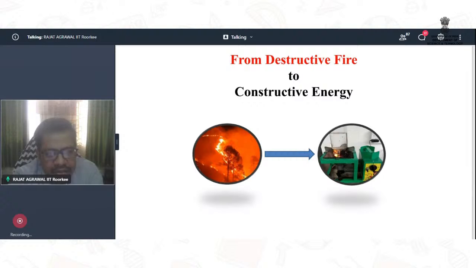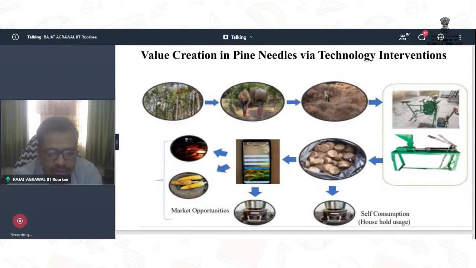So we have converted this destructive fire into constructive energy. That is the whole project we have developed, and it is very successfully available in the Kumaon region of Uttarakhand. Our project sites are close to Nainital, because that is a very popular tourist destination. We are using this product, and it is already commercialized. That's why it makes more sense to discuss this initiative on this platform. Please, next slide. So what is this all about?